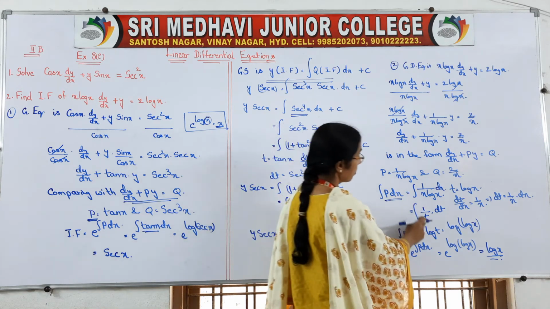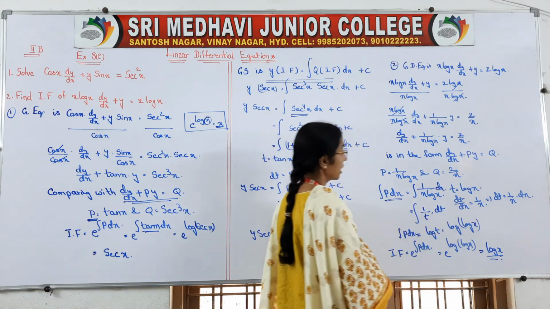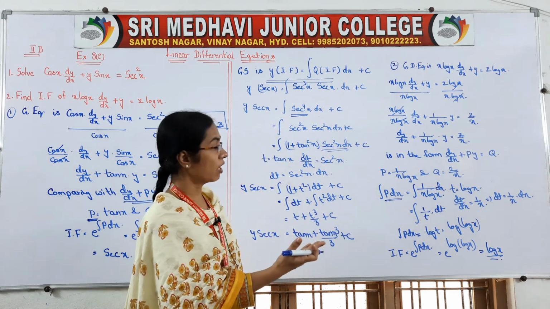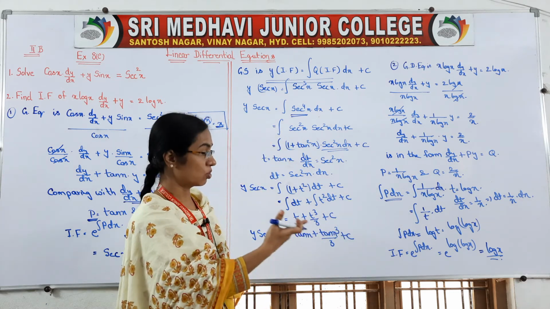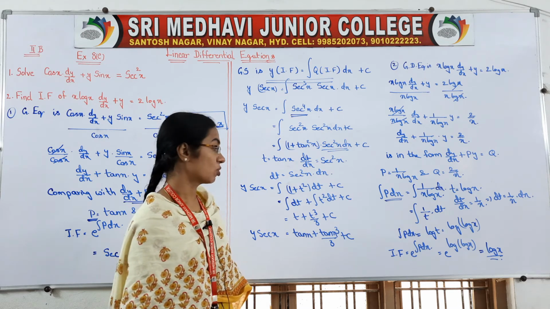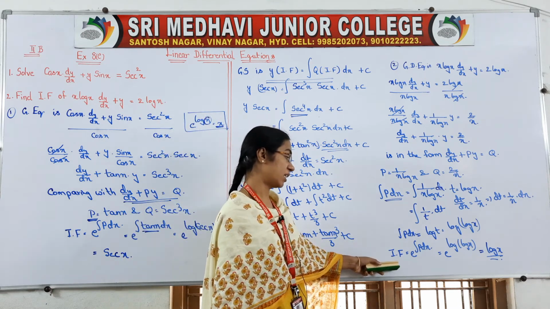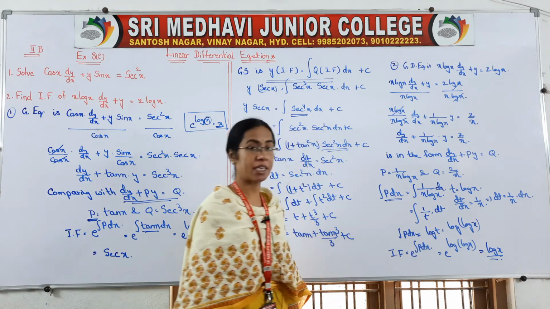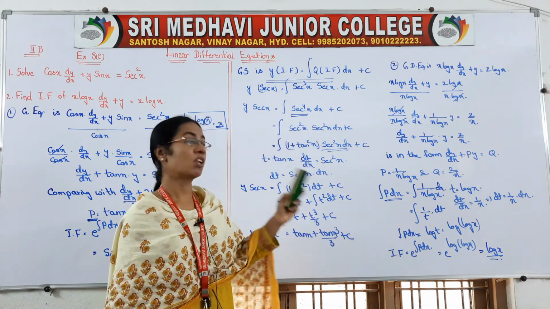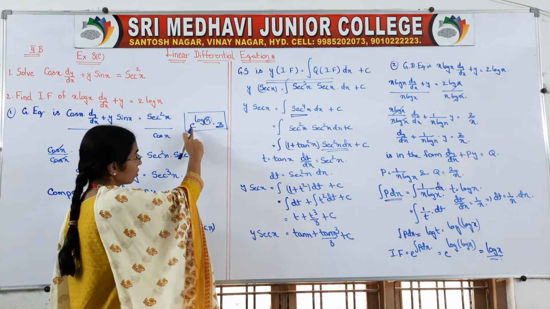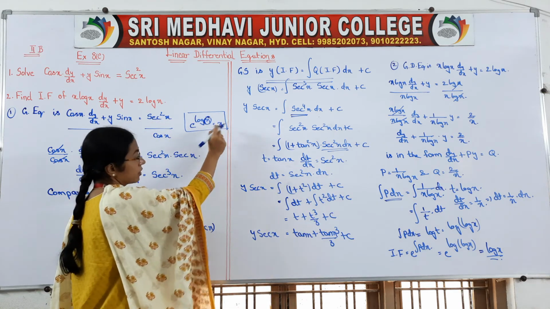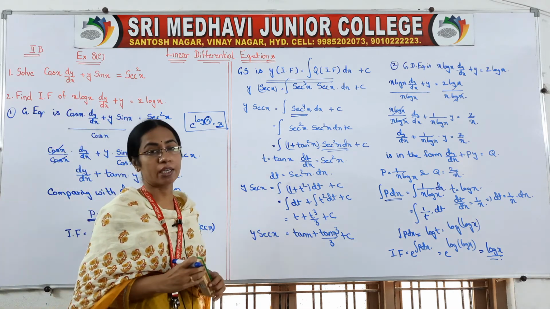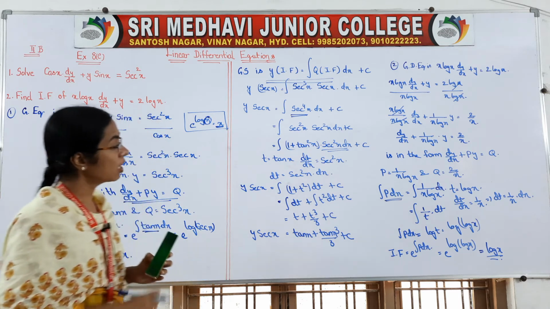So integral 1 by t dt, which is log t. We have taken t as log x, so write down log of log x. Then find out your integrating factor. Integrating factor is equal to e to the power of integral p dx. So e to the power of log of log x. You know that e to the power of log of any variable is equal to that variable, so it is equal to log x. Okay, so that is your answer.